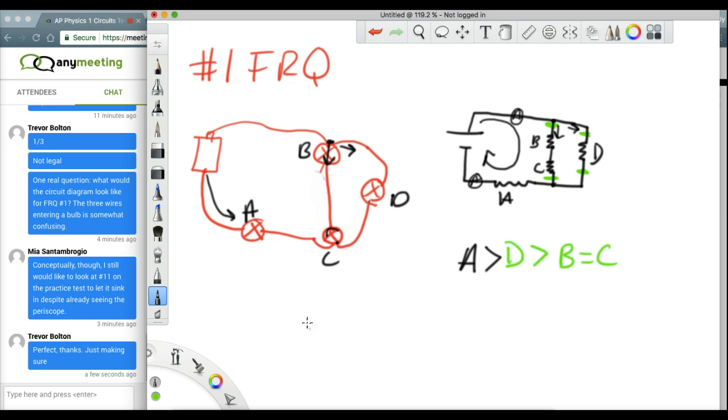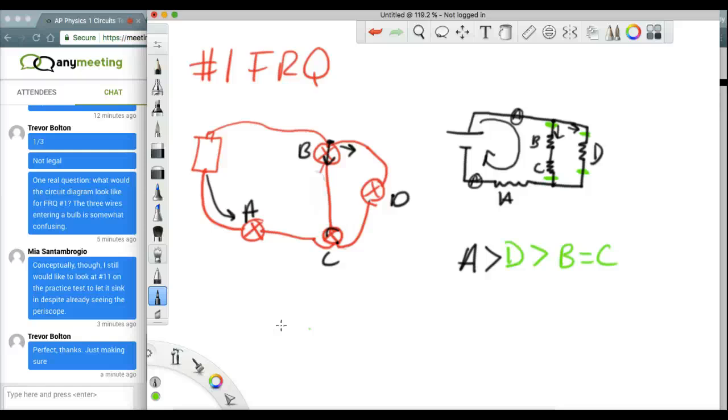Awesome. I'll go back to the quiz. Again, if you guys have, okay, Mia says she has a question. Conceptually, I still would like to look at number 11 on the practice test to let it sink in despite already seeing the periscope. Number 11 on the practice test.